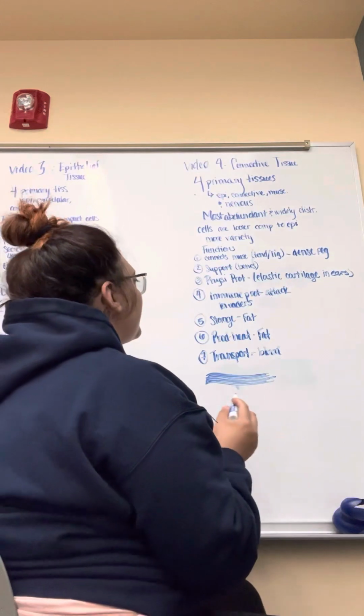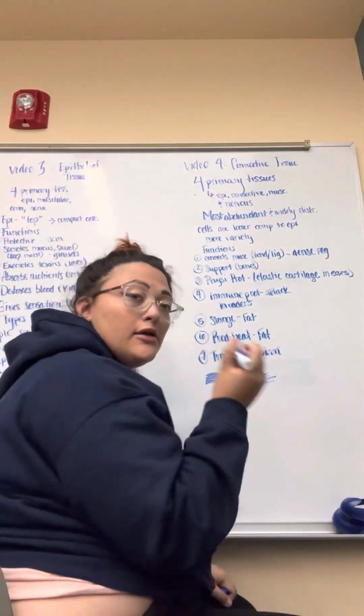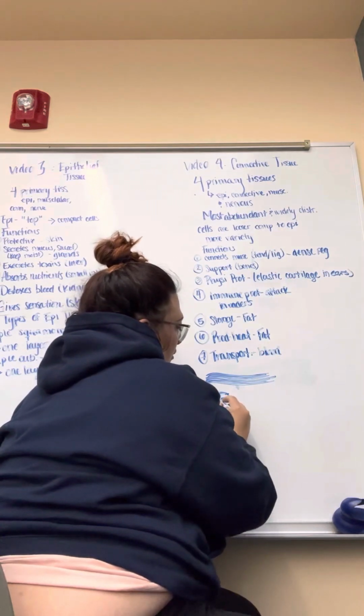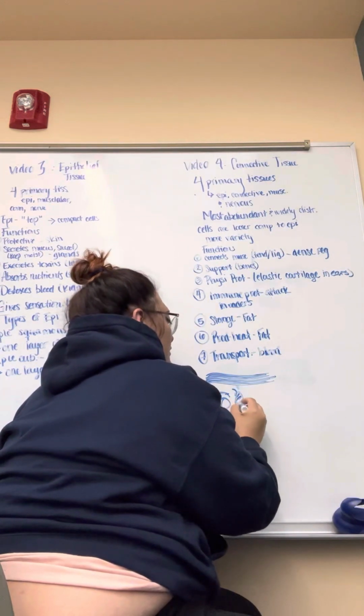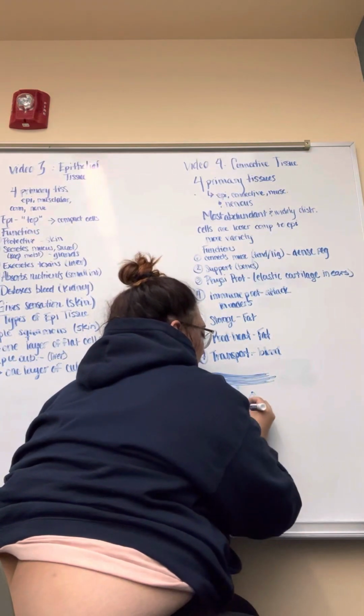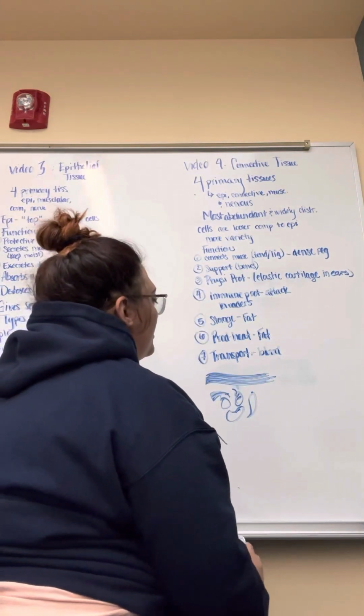Whereas dense irregular looks more like it's just not as organized, if you will. It'll be kind of all over the place.